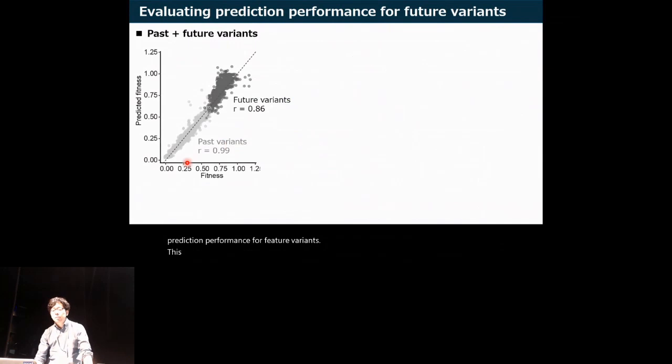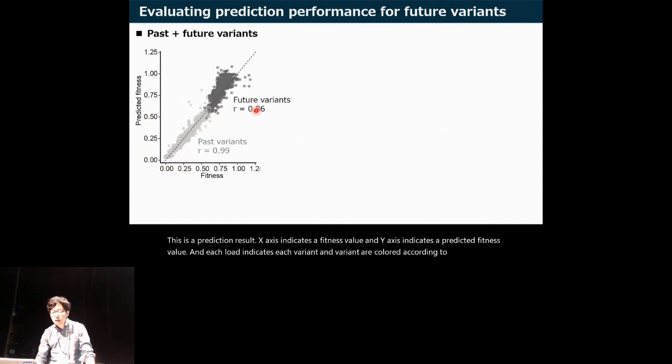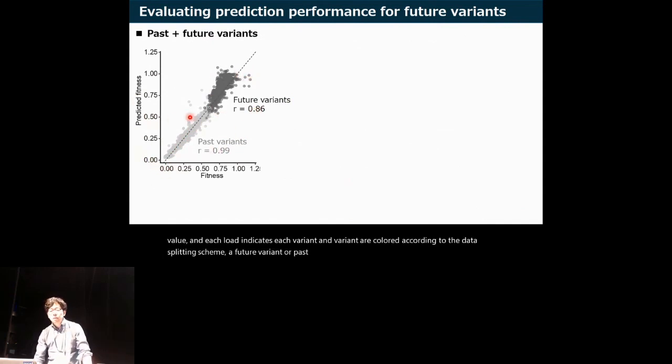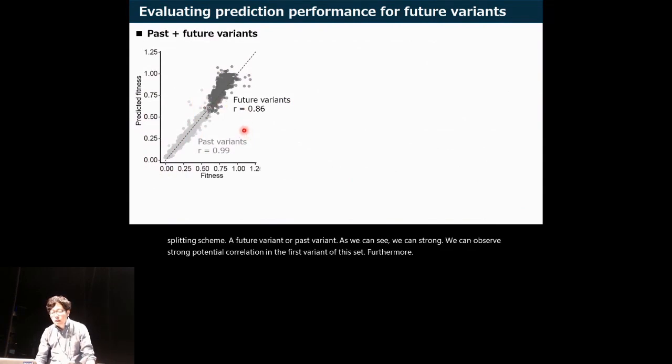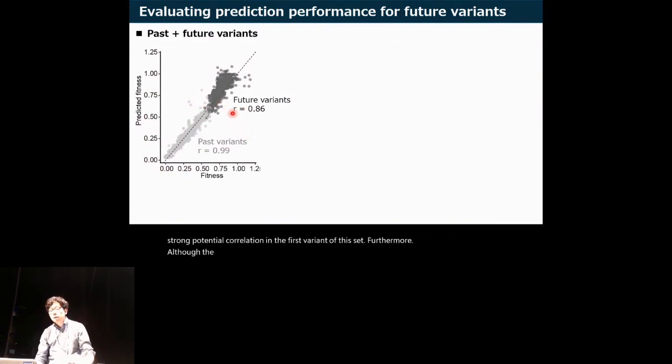The X-axis indicates the fitness value, and the Y-axis indicates the predicted fitness value. Each dot indicates a variant, and variants are colored according to the data splitting scheme, future variant or past variant. As you can see, we can observe a strong positive correlation in the past variant dataset. Furthermore, although the correlation score is a bit lower, we can still observe a strong positive correlation even in future variants.